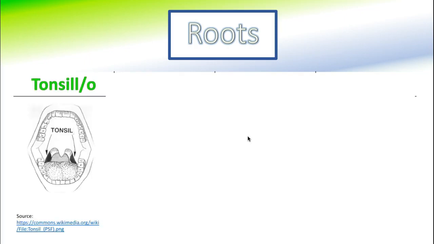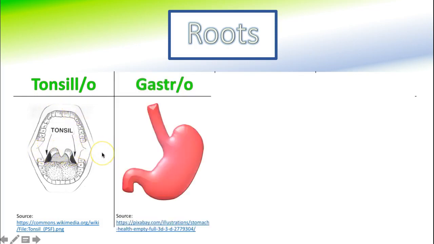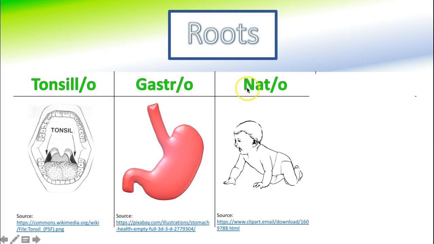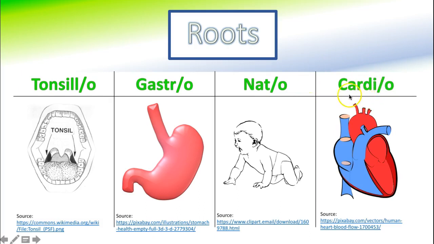Now let's look at roots. One root we will focus on in this lecture is the root tonsil, and this is used for anything related to your tonsils. Another root is gaster, and this is used for anything related to the stomach. We also will look at the root nat, and this is related to birth, being born, babies. And another root is cardi, and this is related to the heart.